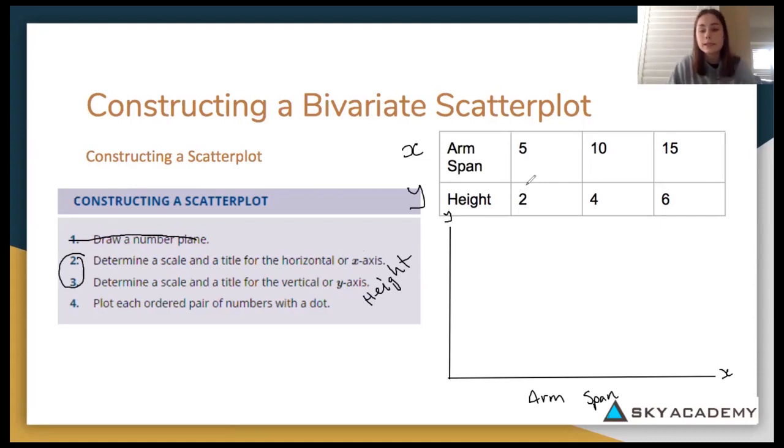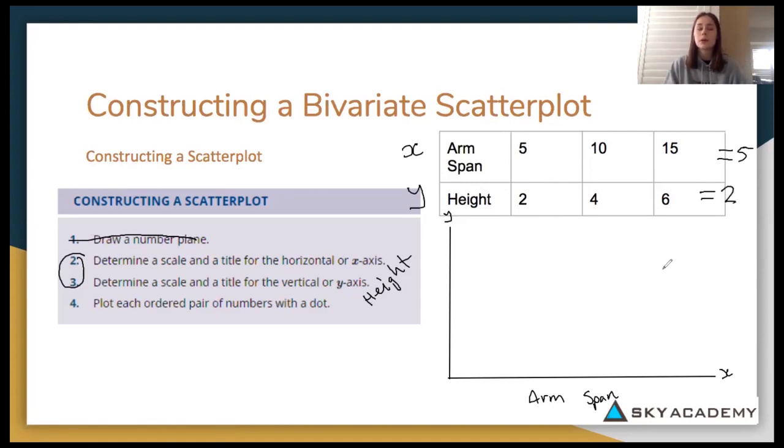Now I can go ahead and determine a scale. A scale is something that you go up by. For our x-axis, I'm going to do a scale of 5. So I'm going to go up by intervals with a value of 5, because the values I've been given can all be divided by 5 without leaving any decimals or any messiness on our graph. And the same for our height, I'm going to go up with a scale of 2.